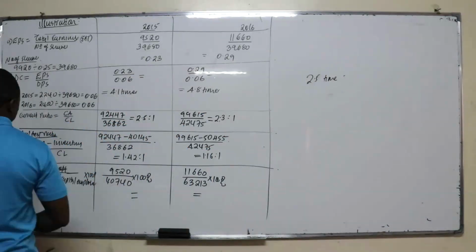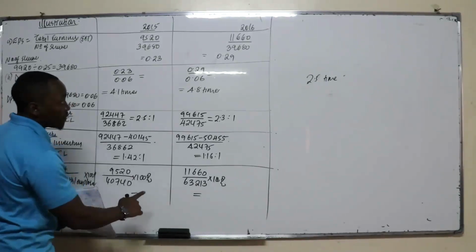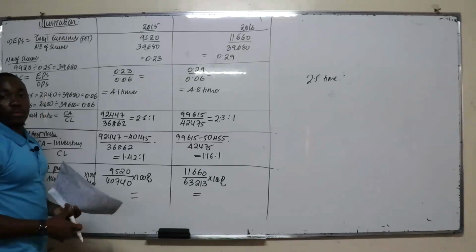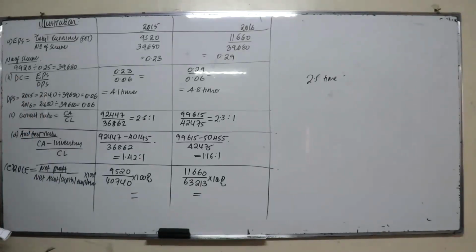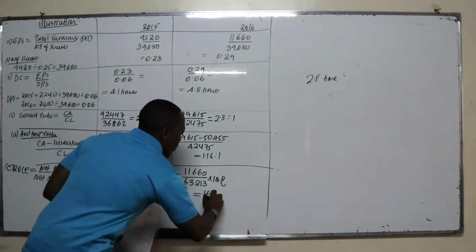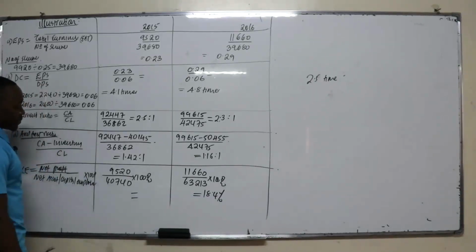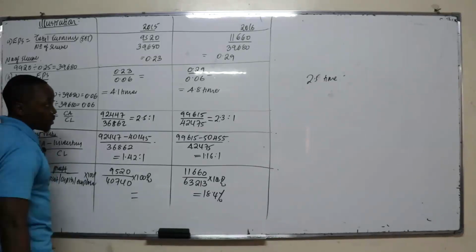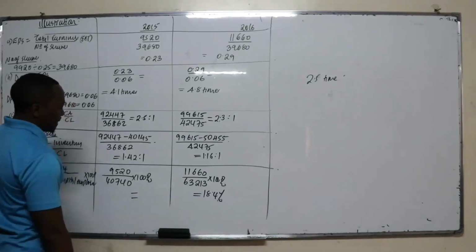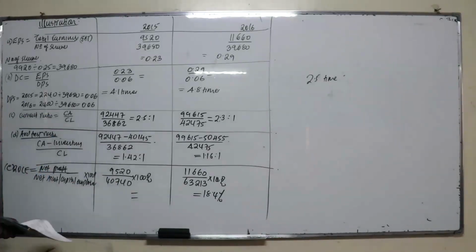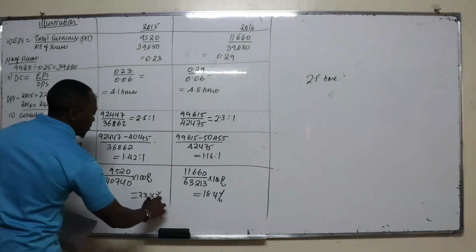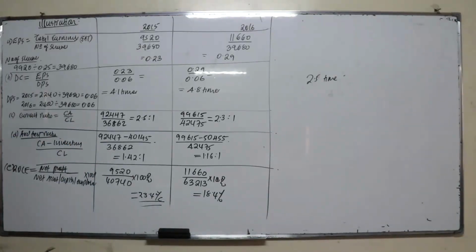What do you get? Sorry, 2016? 18.4%. What about 2015? Good. So you can go and try question 2.